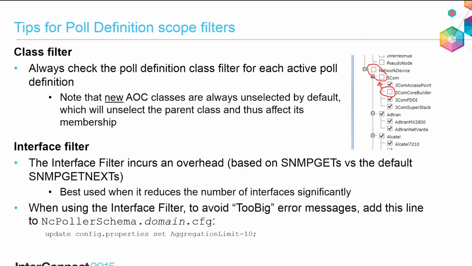Another consequence of using the SNMP gets is that it has to build the SNMP get packets, which can sometimes result in too big error messages coming back from the device. And we handle that by, okay, it's too big, so we divide it up and send it out again. And this makes polling very inefficient as it's doing multiple polls to try to get a packet that is within the size, if you like, of the device. One way to avoid that is to set the aggregation limit in the NC poller schema configuration file. Set that to a lower number like 10. Okay, the next slide, please.